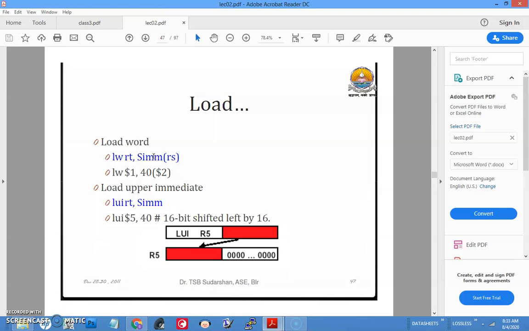The upper part is shifting the content to the left by 16 bits. In all these slides you will find SIMM. SIMM stands for signed immediate.